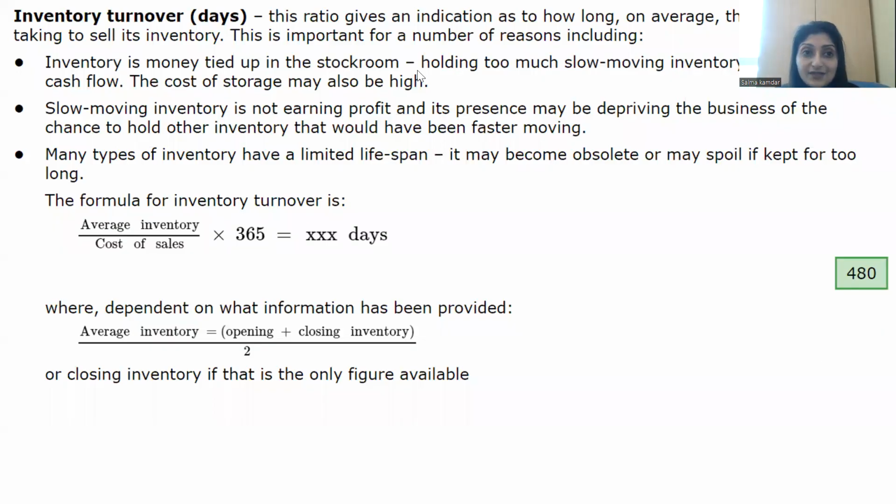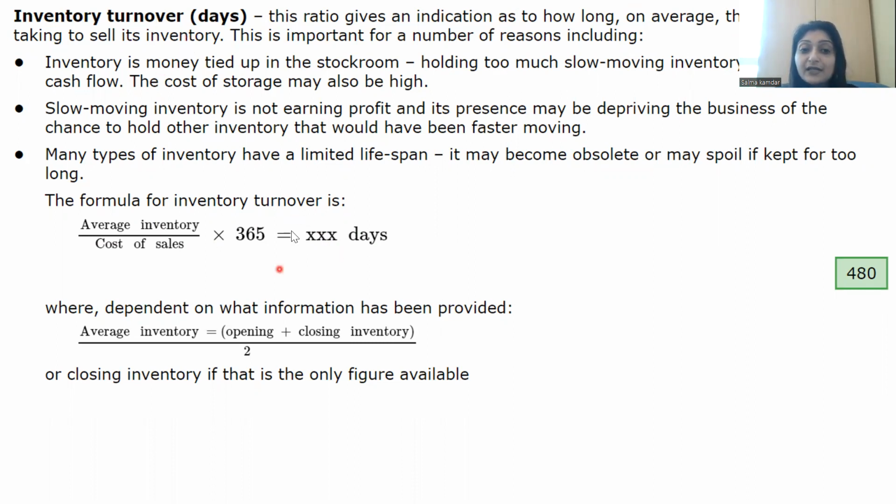So the next efficiency ratio is inventory turnover ratio. If you want to find out your inventory turnover ratio in days, you will use the formula average inventory over cost of sales, multiplied by 365. This will give you your inventory turnover ratio in days. This tells you how long, on average, the business takes to sell its inventory.